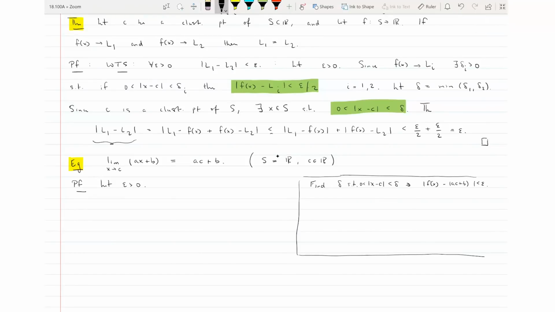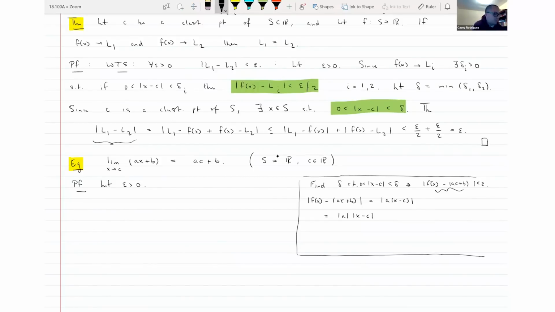So let's start off with this thing, play with it, and see if we can find how to choose delta. Remember, we don't solve this inequality. We want to find how to choose delta based on estimating this thing and trying to make it less than epsilon. So |f of x minus (ac plus b)|. This is equal to, if you just plug in f of x equals ax plus b, a times (x minus c), which equals the absolute value of a times |x minus c|.